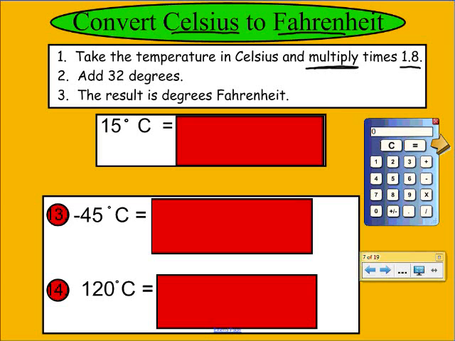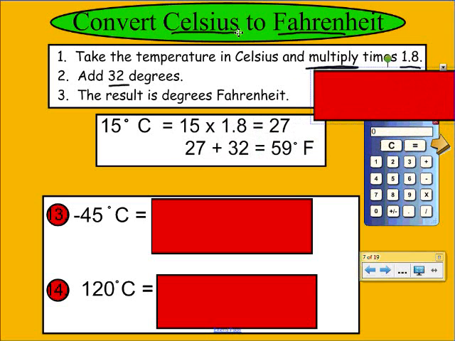And my second step then is to add on 32 degrees, and that result will give you the temperature in degrees Fahrenheit. So take a look at my sample problem, 15 degrees Celsius. In order to convert that to Fahrenheit, I'm first going to multiply it times 1.8. I get 27, and then I'm going to add 32 onto that product to give me a total of 59 degrees Fahrenheit.